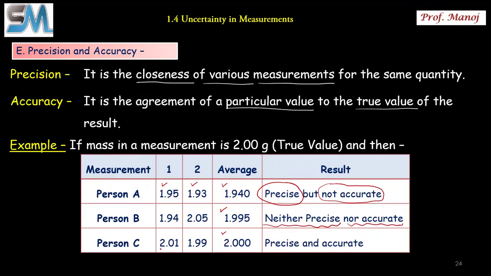Person C, measurements are quite nearby. Average is exactly the same as the true value. So this is going to be the winner with precise as well as accurate measurements.